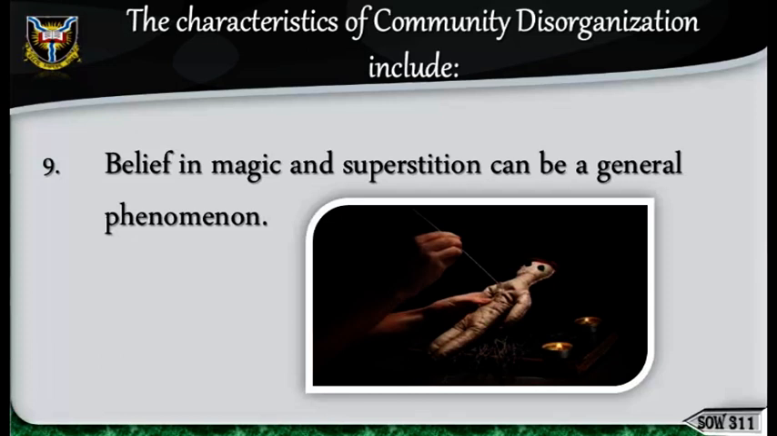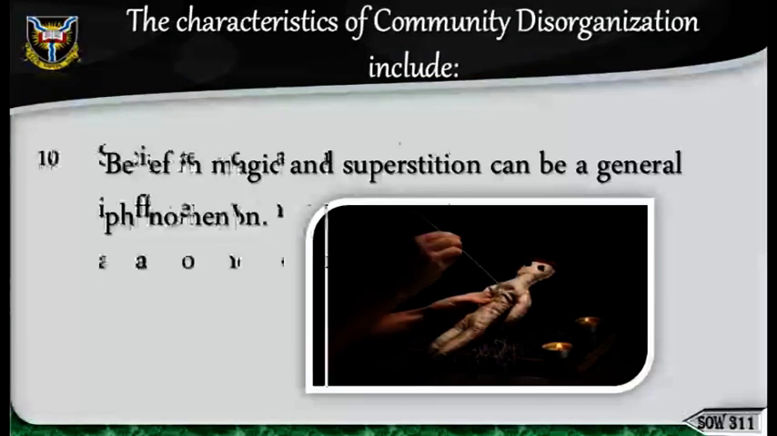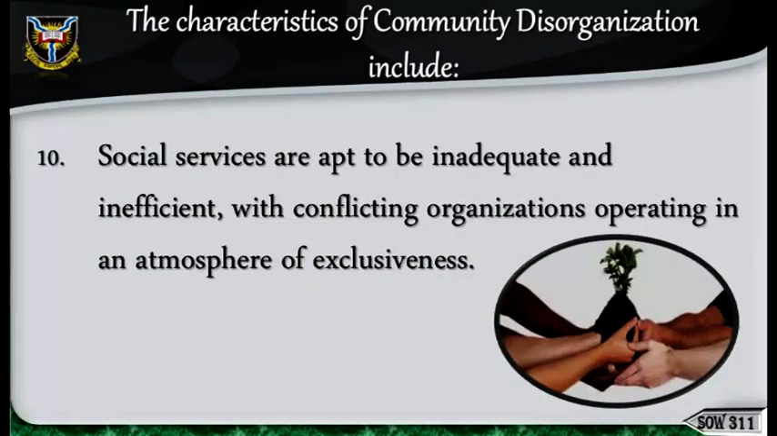Belief in magic and superstition can be a general phenomenon. This has the potency of destroying the benefits of community education, particularly in the area of health, where superstitious belief can lead people to rely on the manipulation of witch doctors and juju priests instead of having confidence in health visitors. 10. Social services are apt to be inadequate and inefficient, with conflicting organizations operating in an atmosphere of exclusiveness.